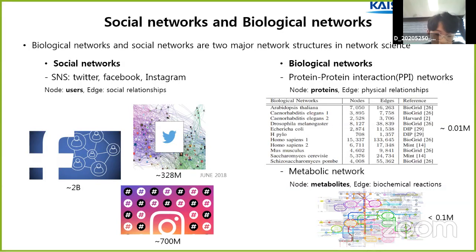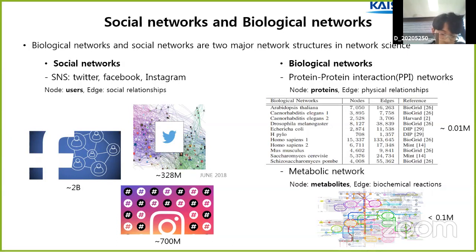The examples of biological networks are protein-protein interaction networks and metabolic networks. As the other presenters said, nodes in a PPI network represent the proteins and edges represent the physical relationship between them. So there are many PPI networks according to the model organisms. And in the human PPI network, there are approximately 10,000 nodes. And nodes in the metabolic network represent metabolites and edges represent biochemical reactions between them. So in the metabolic network, there are about 100,000 nodes.